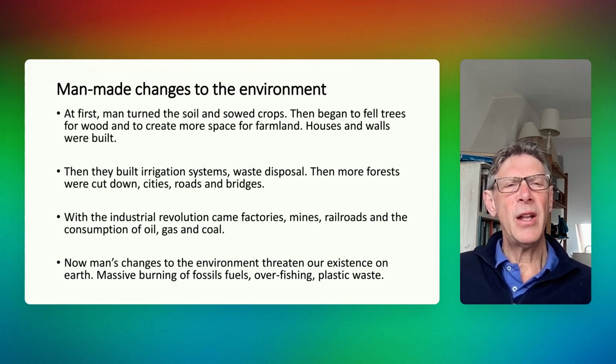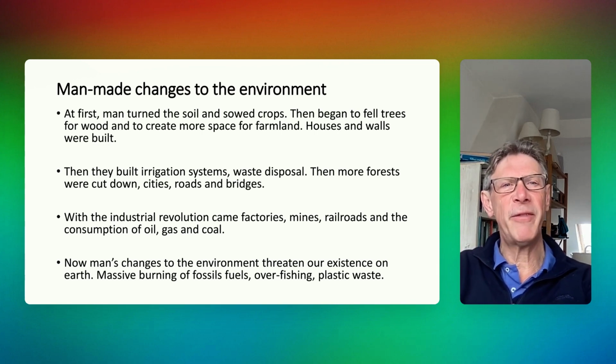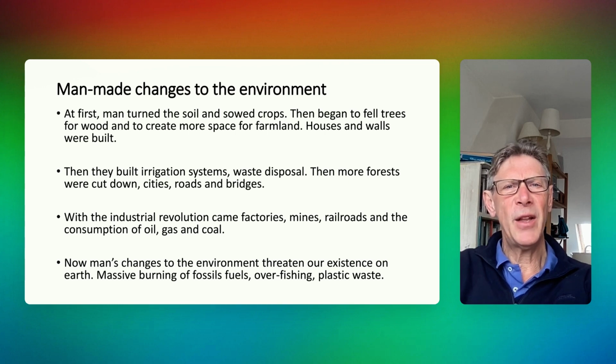Then man learned how to use water, how to build irrigation systems. This meant that your farm didn't have to be right beside the river. You could build a small channel to bring the water to your fields further away from the river. Man learned that waste brought disease and that waste needed to be disposed of. As he got more sophisticated, more and more forests were cut down. As people lived in bigger congregations, cities, roads and bridges were built.